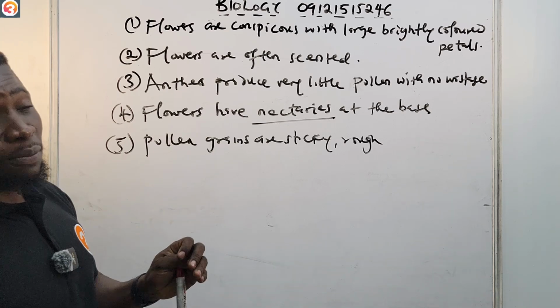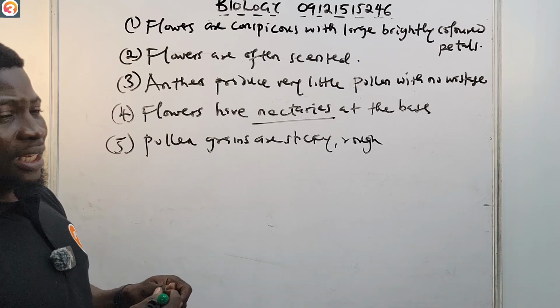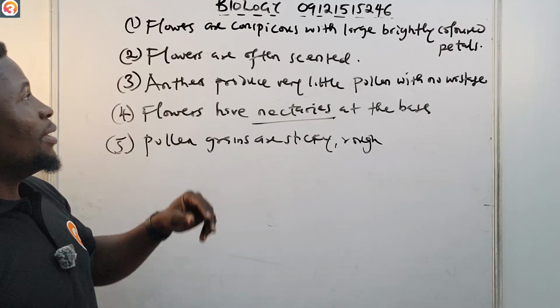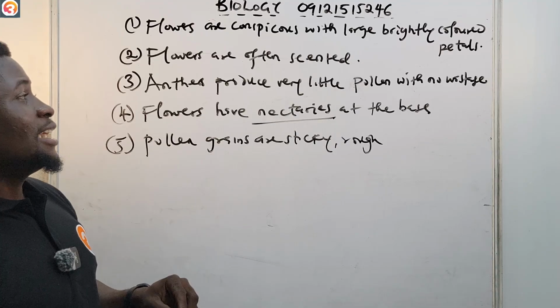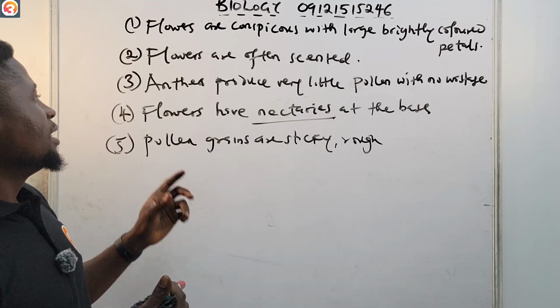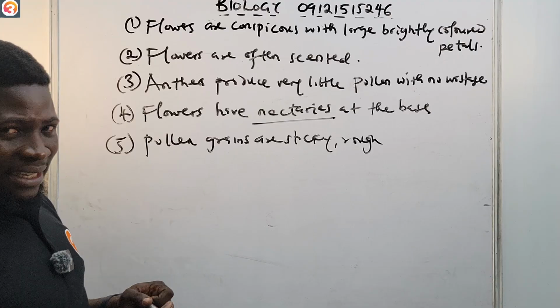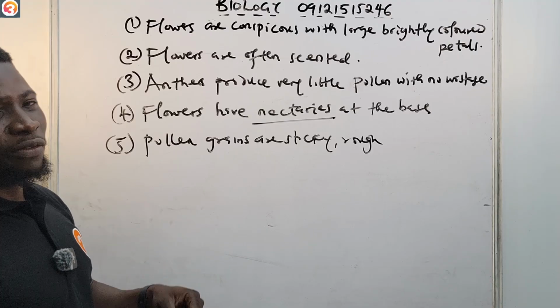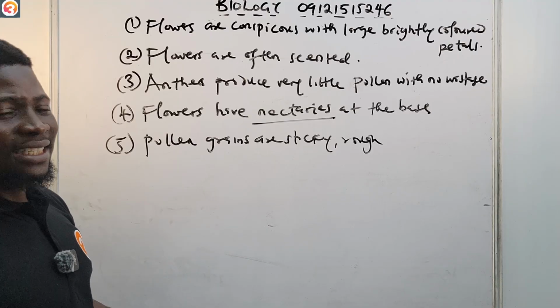Flowers are very conspicuous because they have brightly colored petals. Flowers are often scented. Anthers produce very little pollen with no wastage. Flowers have nectaries at the base, to provide food for the insects, while the insects help in pollination.